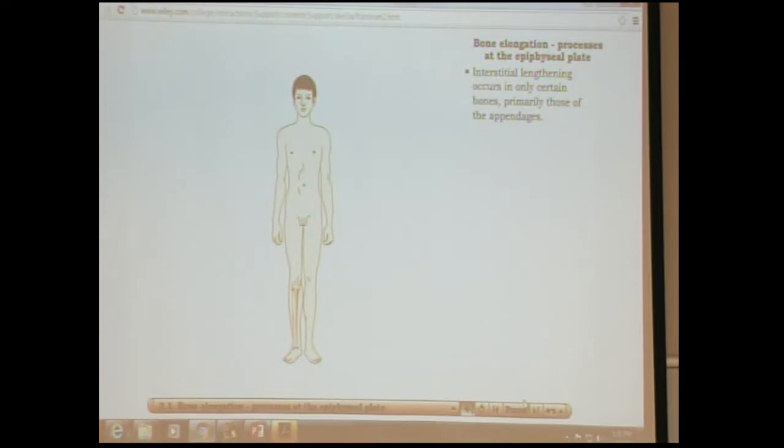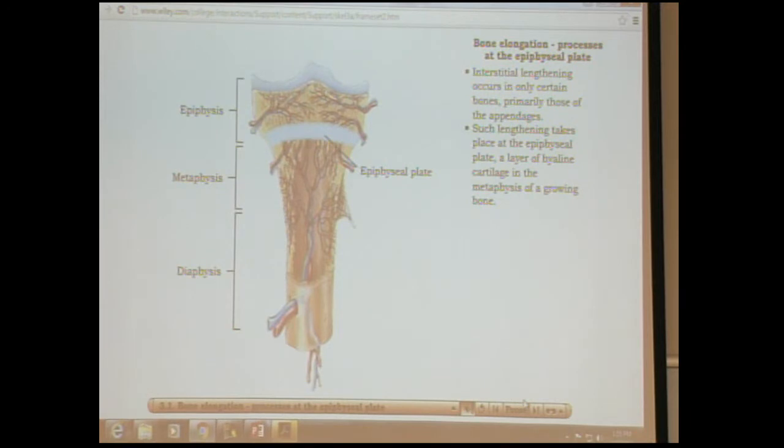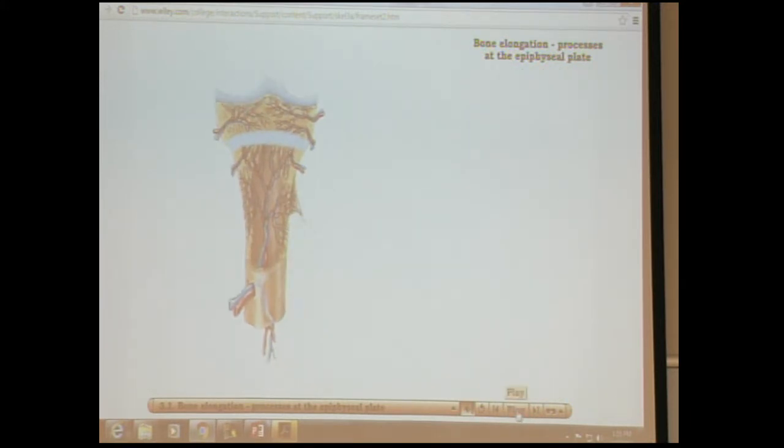All right, let's get to bone elongation. While all bones undergo bone widening, only certain bones, primarily those of the appendages, undergo interstitial lengthening. The process of bone lengthening takes place at the epiphyseal plate. So just to remind you, now we're looking at the top of the femur, up here by your hip, would be that part.